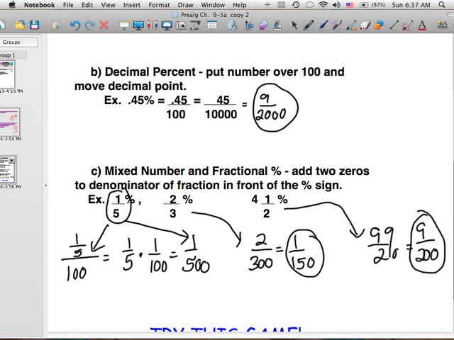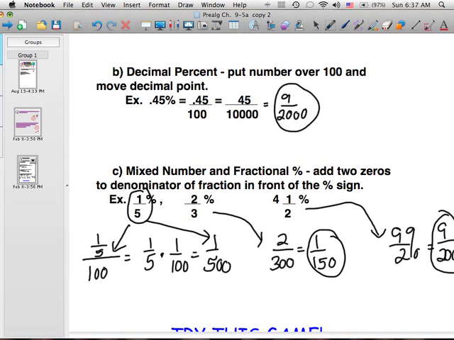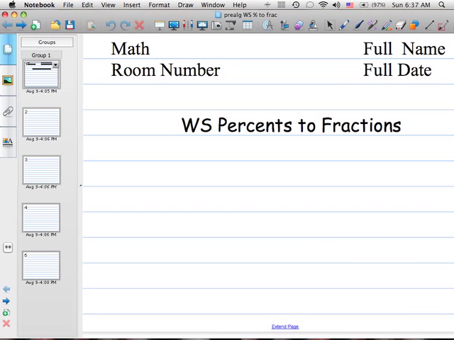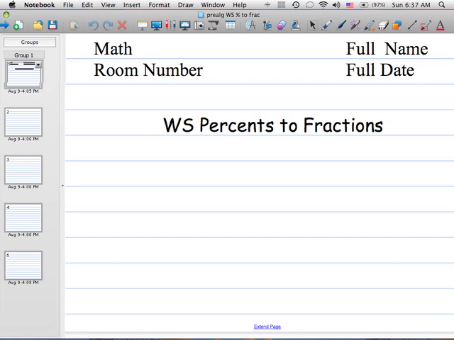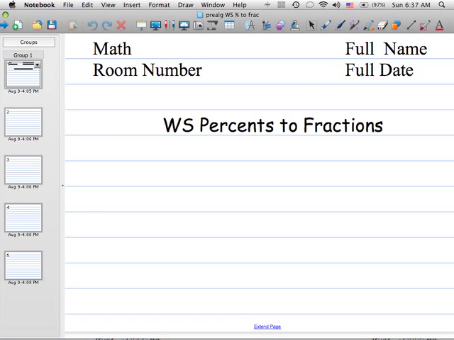We're ready to do the assignment. You need to get your notebook paper ready and your worksheet that says changing percents to fractions. Full heading, skip a line, title, worksheet percents to fractions, and we're doing all of the problems on the worksheet.